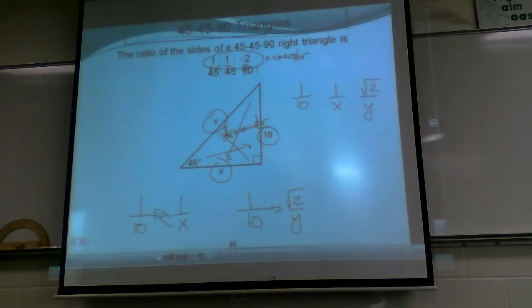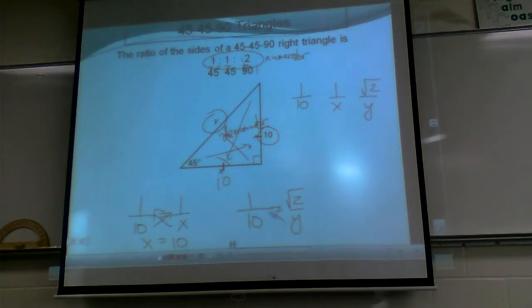So if I cross multiplied here, that'd be x times 1, which is x. 10 times 1 is 10. So I know x is 10. Which honestly, guys, if you've got a 45, 45, 90, you shouldn't really ever have to do a proportion for the legs, because you should remember that this is an isosceles right triangle, so these two are always going to be exactly the same.